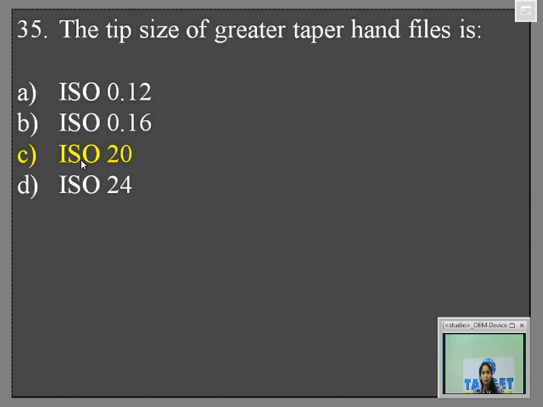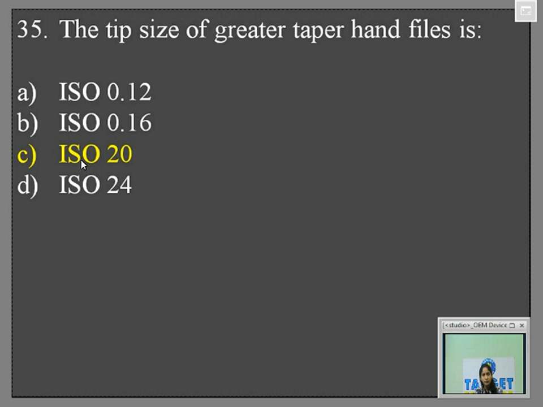That means they extend from 4% taper, 6% taper up to 12% taper, and they are all available in tip sizes of 20. The rest of your rotary instruments will be available in tip sizes of 20, 25, 30, in almost all sizes. But your GT files, your greater taper files, are available only in the tip size of 20, and they vary from 4 to 12%. They are precisely to be used in the straight part of the canal, that is for coronal flaring. That is their sizes.